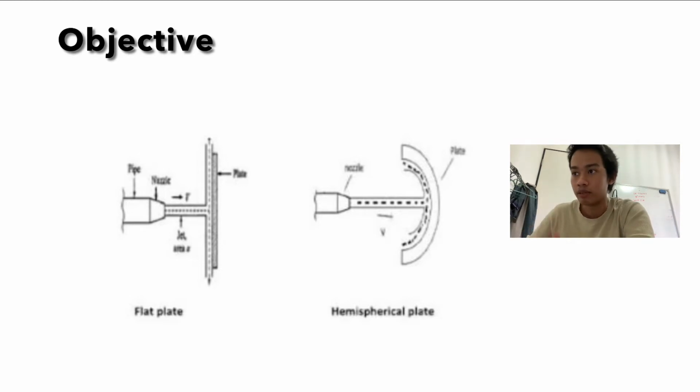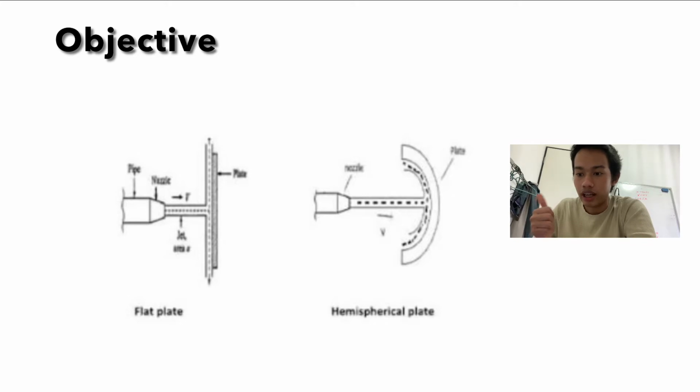In this experiment, the objective is to investigate the reaction forces produced by the change in momentum of a fluid flow when a jet of water strikes a flat plate or a curved surface, and to compare the result from this experiment with the computed force by applying the momentum equation. So we have a theoretical value and an actual experimental value.